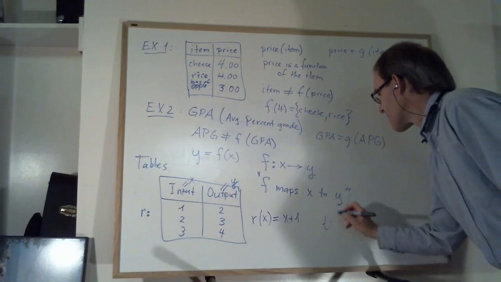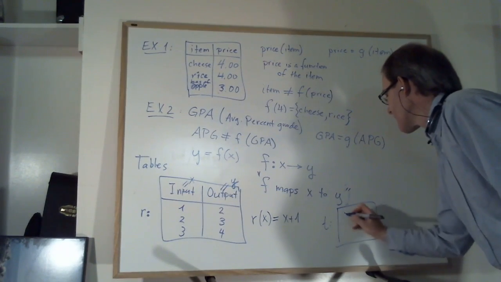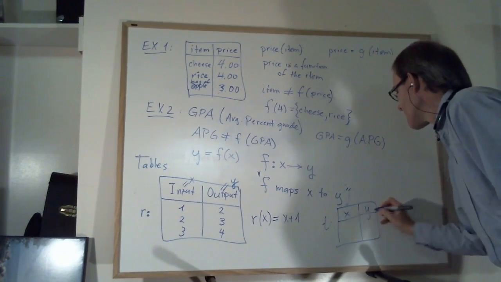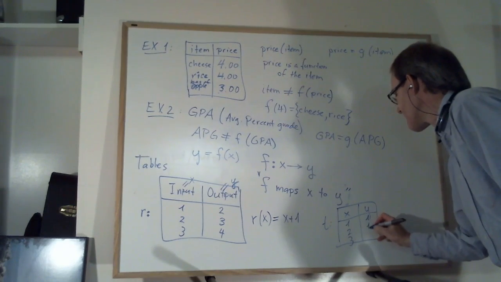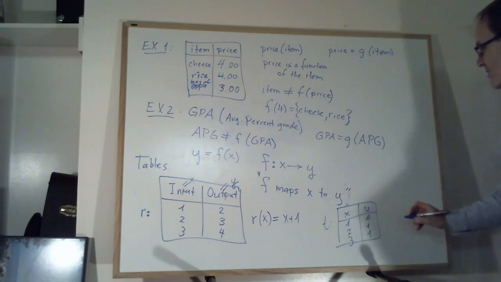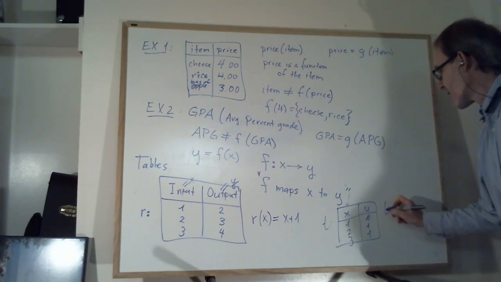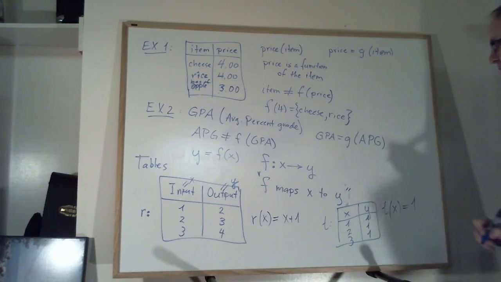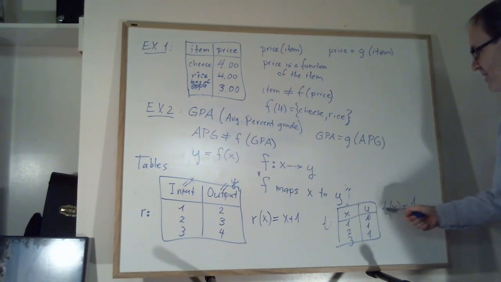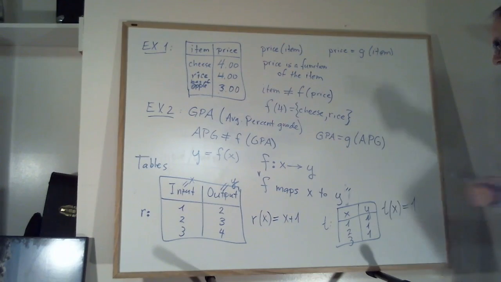Similarly, t, x and y are here. So t, all the values 1, 2, and 3 give you 1. So this function will turn out to be just the constant function 1. So whatever number I put in for x, the output is 1.